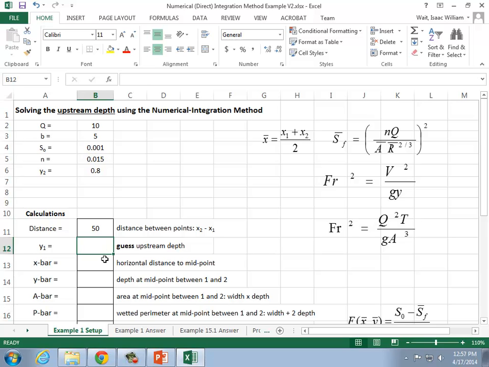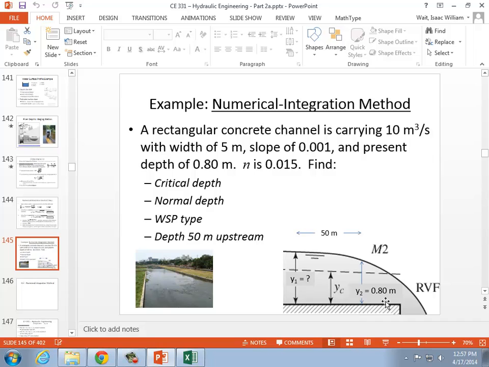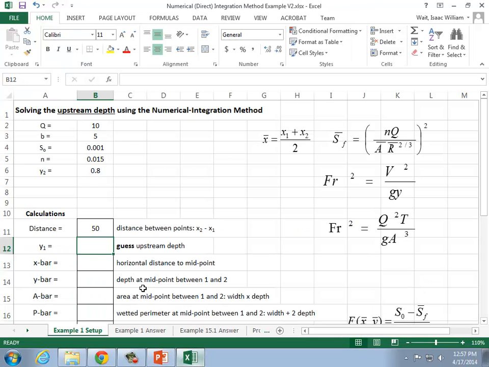I don't have any idea what the new depth is going to be, other than it should be deeper than 0.8. So I'm just going to guess maybe it's 0.9 upstream. And the stakes aren't too high. I can play around with that quite easily. If I didn't know any better, I could even just start with 0.8. But since I know it's going to be deeper upstream, I'll select the next value, 0.9.